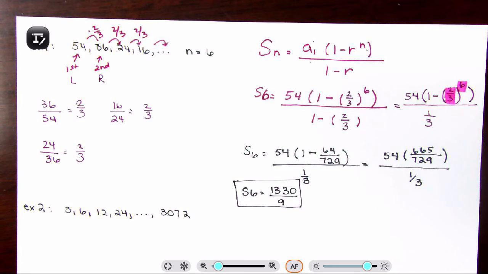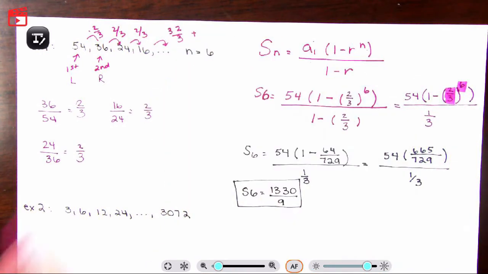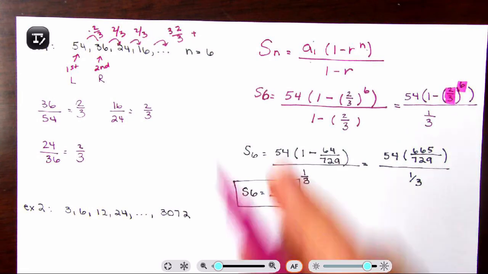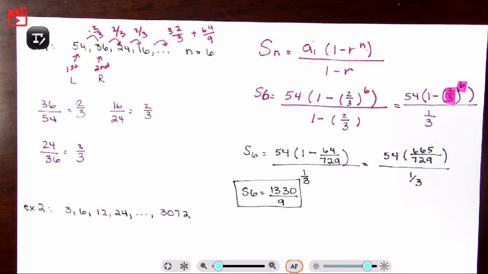2/3 times 16, that's already 32/3. And then I get to multiply that by 2/3, which is 64/9. So it does end up being a large fraction. Oh, I got a little bit worried. I'm like, what the heck is happening?